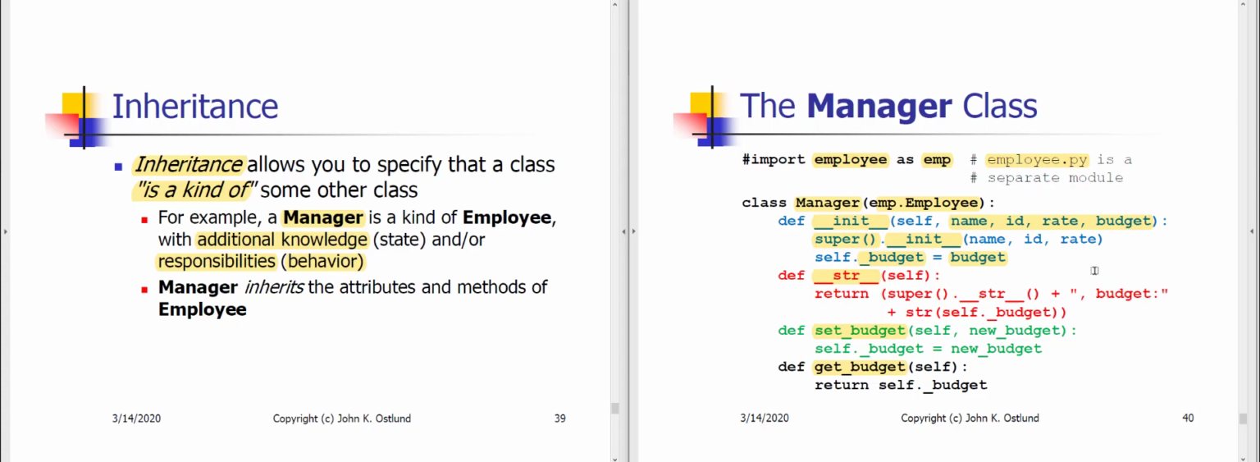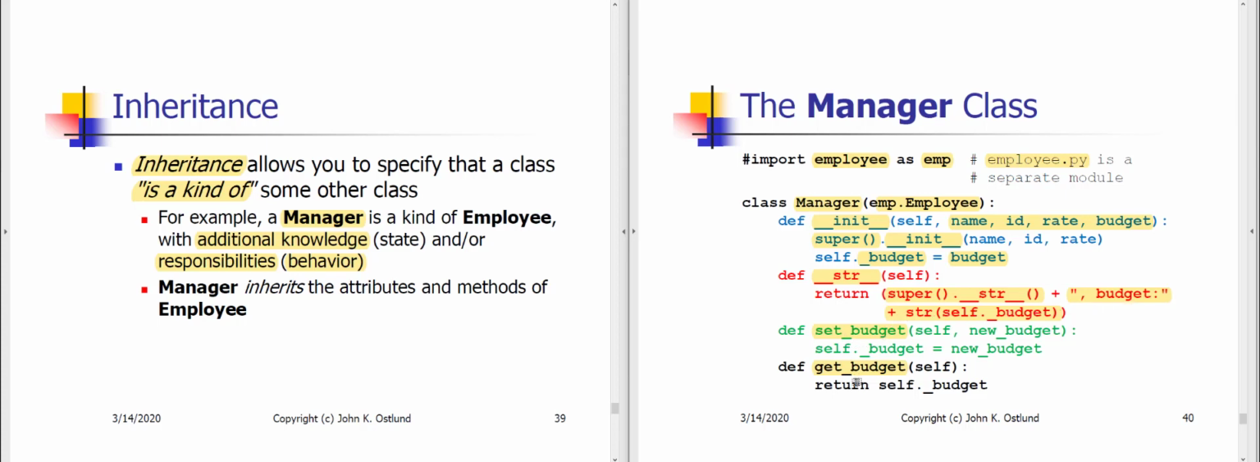Similarly, when we convert a manager into a string, we were careful to write our employee class's string conversion function in such a way that we can ask for the employee class's str conversion function to be used, and then we're just appending a little bit more text. We're appending comma space budget colon, and then the budget value to convert the manager into a string that can be displayed.